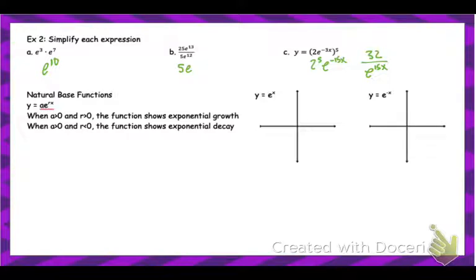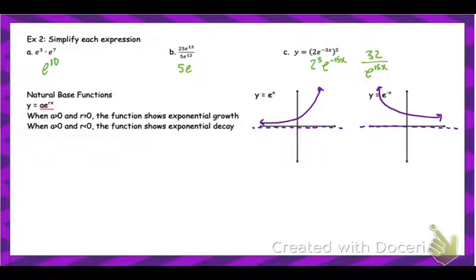Well, some models that we'll use for exponential growth and decay will have a base of e. e is obviously greater than 1, but we can still show decay with a base of e. And the way that we can do that is by the exponent. So e to the x is just going to look like normal exponential growth. But if I have e to the negative x, even though that base is positive, it's still showing decay because of that negative exponent.